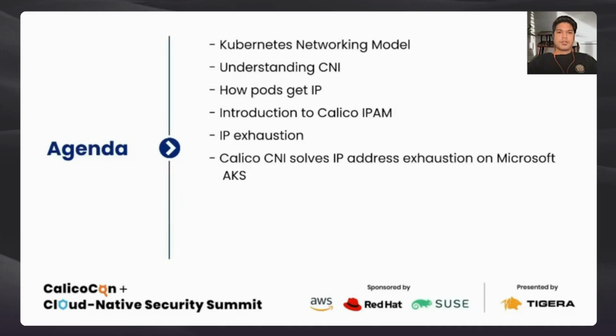Let's dive into the agenda. We will start with the Kubernetes networking model. We will try to understand what CNI is and how pods get IP addresses. And then we'll move on to the introduction to Calico IP address management, basically how Calico approaches IP address management and what Calico IPAM is. We'll discuss what causes IP exhaustion and what the consequences of IP exhaustion are. And we'll see a use case of how Calico CNI solves IP address exhaustion on Microsoft AKS.